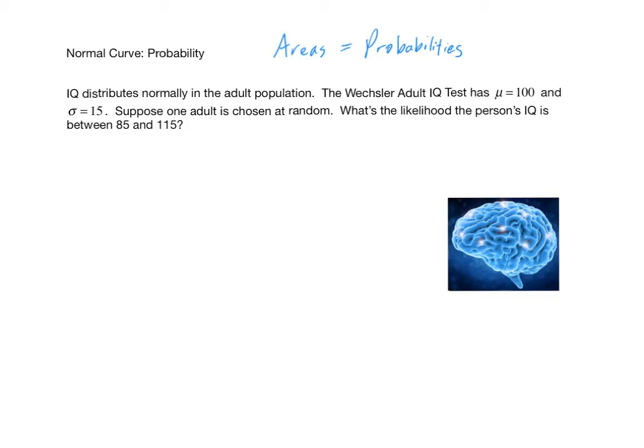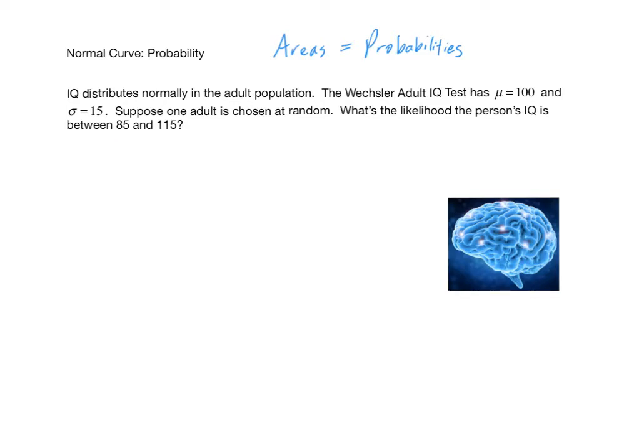So IQ distributes normally in the adult population. The Wechsler adult IQ test has population mean 100 and population standard deviation 15. Suppose one adult is chosen at random. What's the likelihood the person's IQ is between 85 and 115? We visited this problem in a previous screencast, but now we're going to ask a particular probability question. What's the chance that their IQ is between 85 and 115?